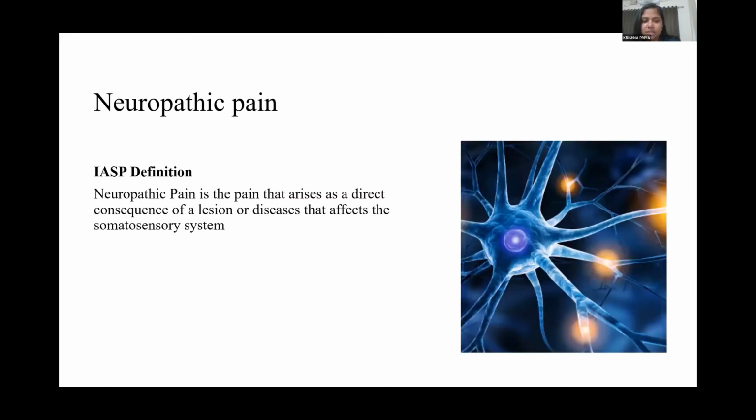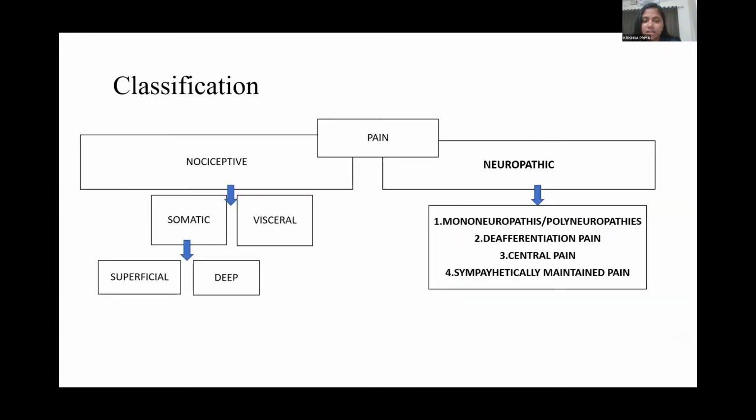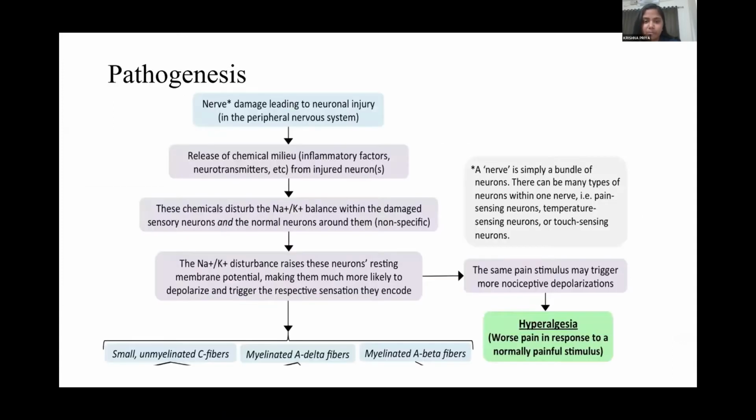So the IASP definition of neuropathic pain is pain that arises as a direct consequence of a lesion or disease that affects the somatosensory system. So the classification of pain is both nociceptive and neuropathic. In nociceptive, pain could be somatic or visceral, and in somatic, it could be superficial or deep. And in neuropathic pain, it could be mononeuropathies, polyneuropathies, deafferentation pain, central pain, or sympathetically maintained pain.